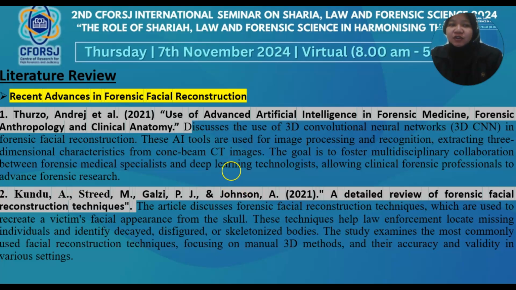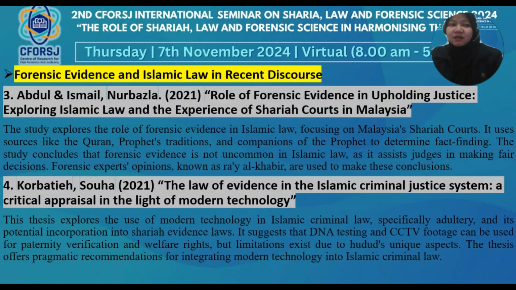So, literature review. I already highlighted the 4 main key points to find a gap in the literature review. So, number 1, recent advances in forensic facial reconstruction. These 2 articles highlighted the advancement of forensic facial reconstruction nowadays. Second, forensic evidence and Islamic law in recent discourse. These 2 articles also explain forensic evidence in Shariah court.